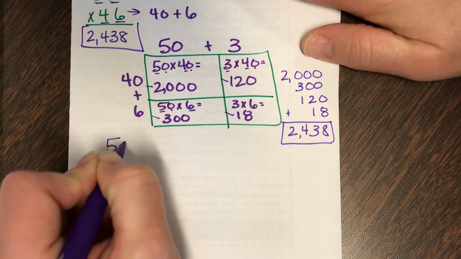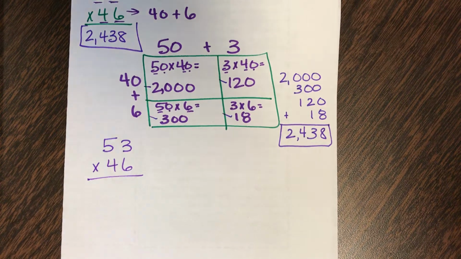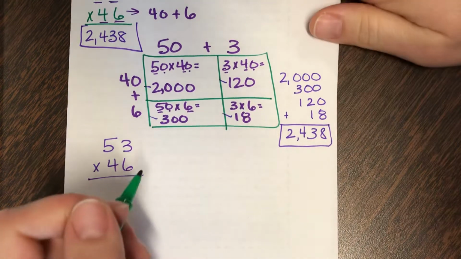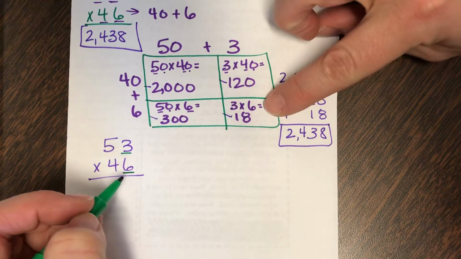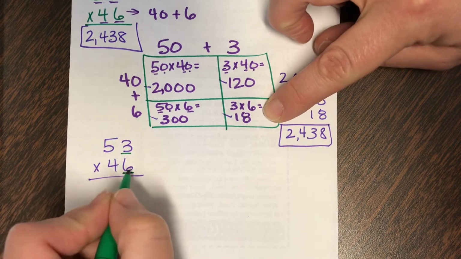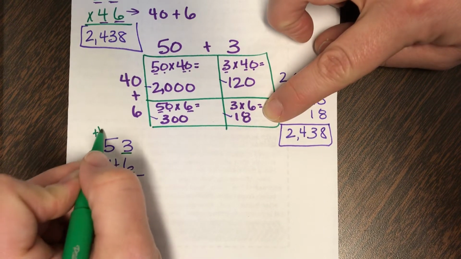So I'm going to rewrite this problem right here, 53 times 46, and this is probably how you learned in school. So we're going to start with our 6 and multiply times 3, so 6 times 3, which you can see right here. So 6 times 3 is 18. We put the 8 there. We do regroup the 1.